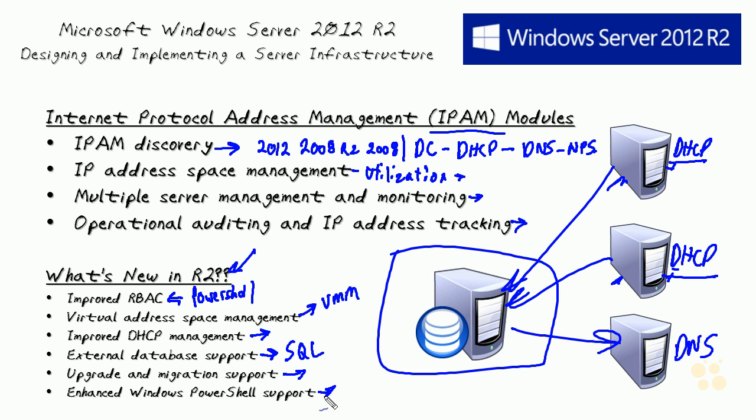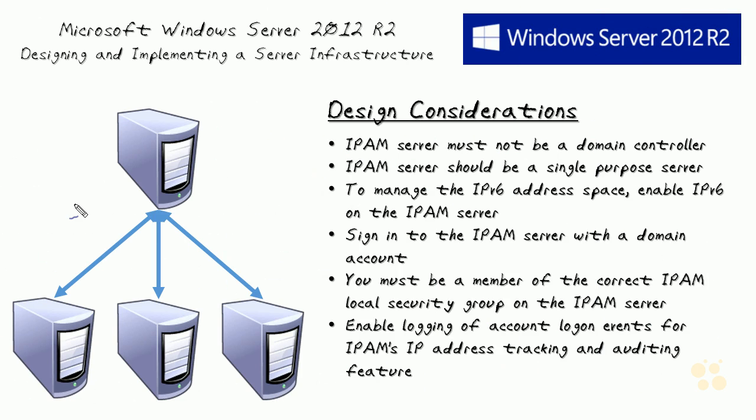So obviously, a lot of that's going to be dealing with things like your improved RBAC, some of your VMM stuff, some of your improved management. All of that, obviously, you need to have that PowerShell support under the hood in order to handle those things. And so they've added an additional 55 commandlets that you can utilize with Windows PowerShell. Like I said at the beginning of this nugget, this is primarily talking about design for your IPAM.